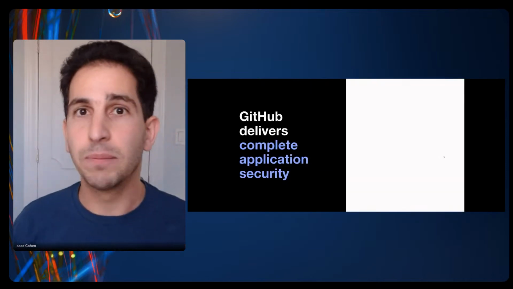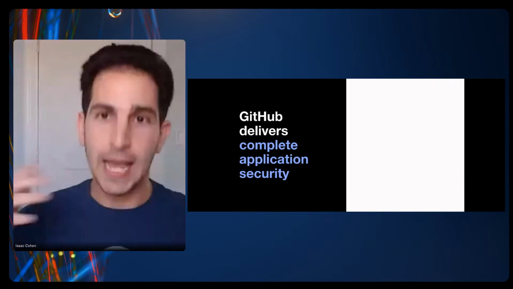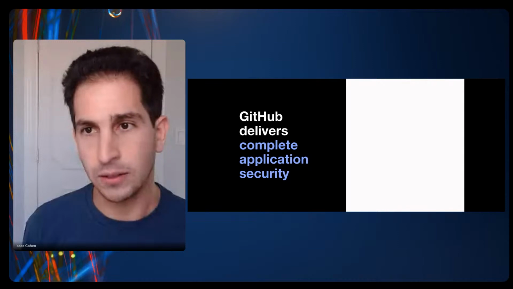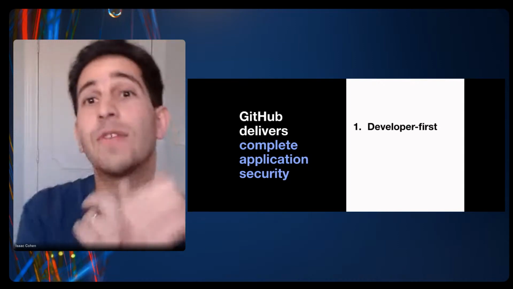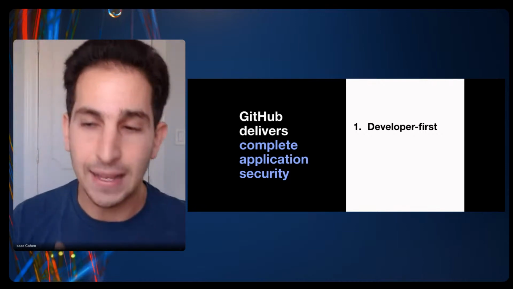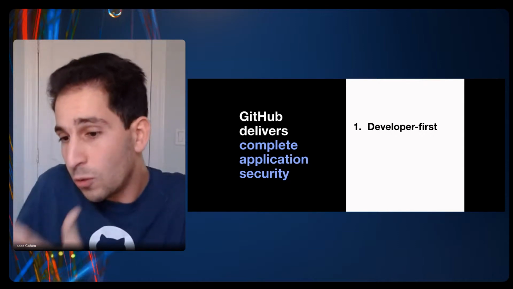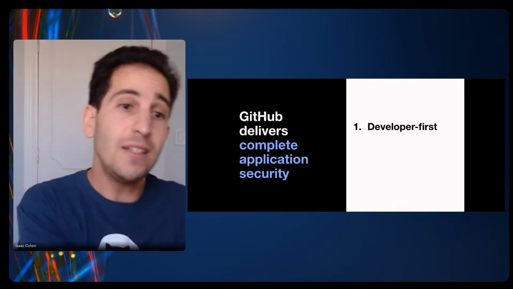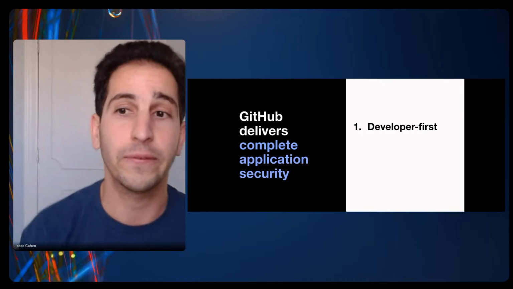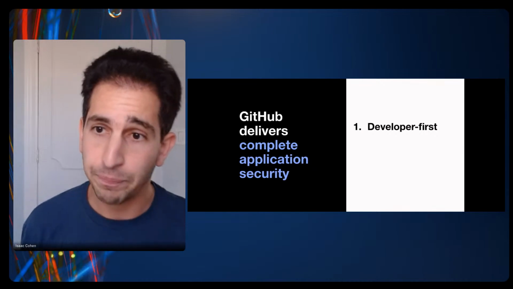GitHub delivers a complete application security solution. And there are a couple of key tenets that GitHub uses in all the things that we design. Number one, being developer first. Everything that GitHub tries to do is to make it as developer first as possible. If you want to fix issues faster, you need to rely on your developers to actually fix those flaws, to actually fix those security vulnerabilities, which is why we very much focus on the developers' lives.